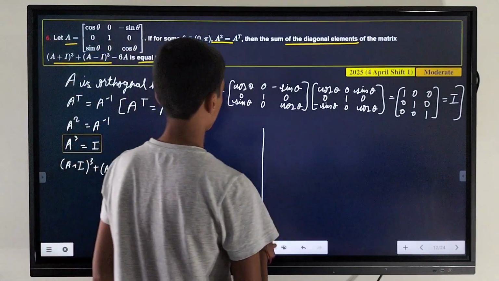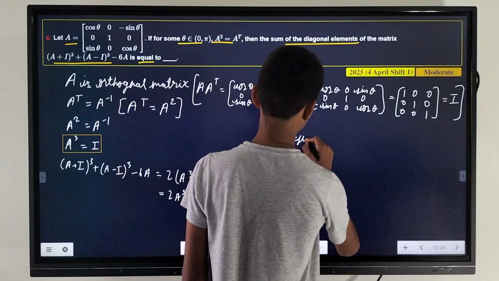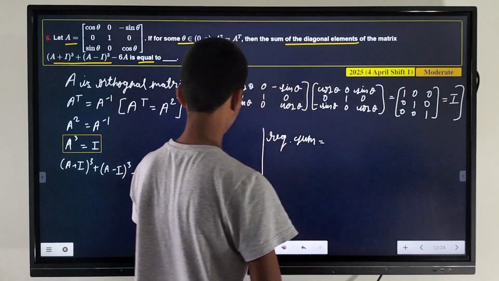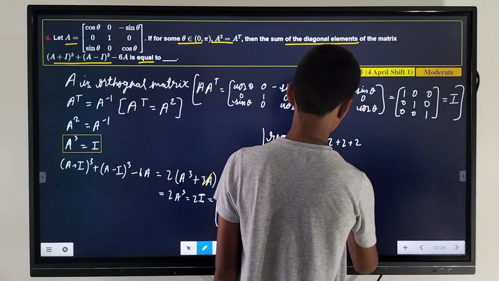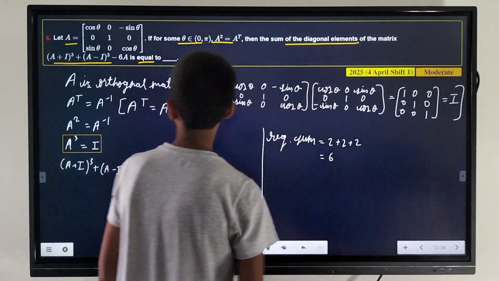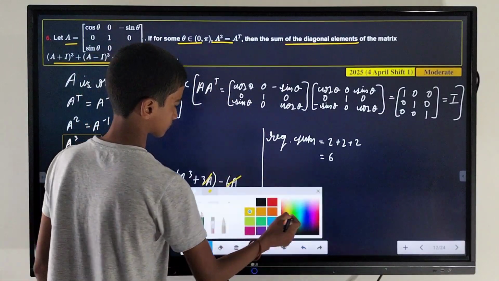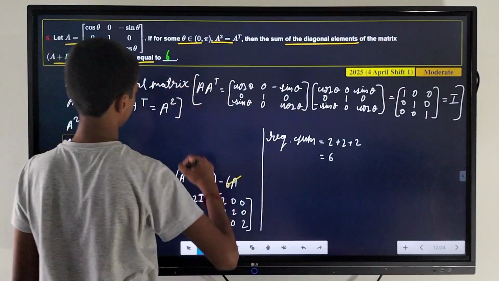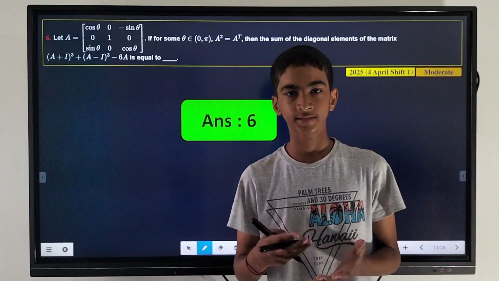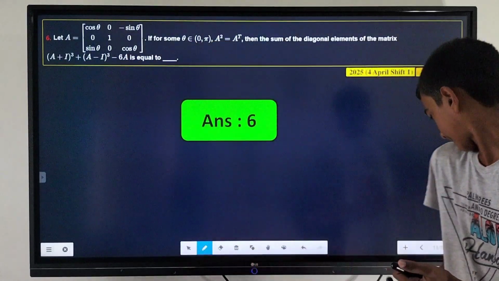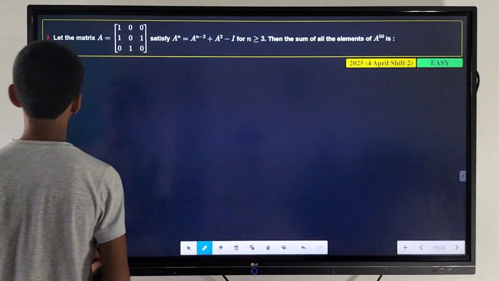Then our required sum is equal to 2 plus 2 plus 2 is equal to 6. From here our answer is equal to 6, and here is our solution. We can see that our answer is correct. Here is our next question now.